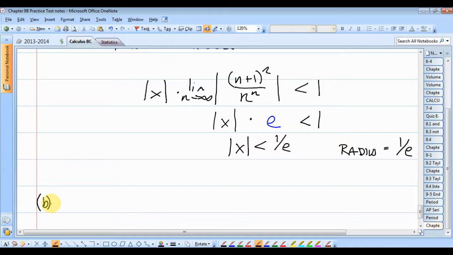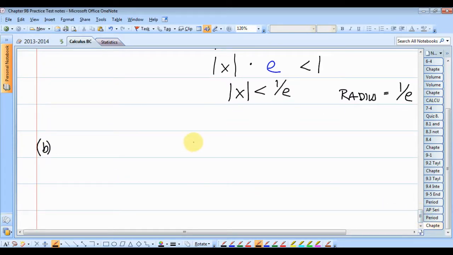Part B. Use the first 3 terms of the series to approximate f of -1/3. Okay, this is where things get easy. What is the series f of x? Can someone give me the first term? When n equals 1, you get x. When n equals 2, what do you get? 4x squared over 2 factorial. Good. Don't do me a favor and don't simplify it for me. We're just going to write it out.